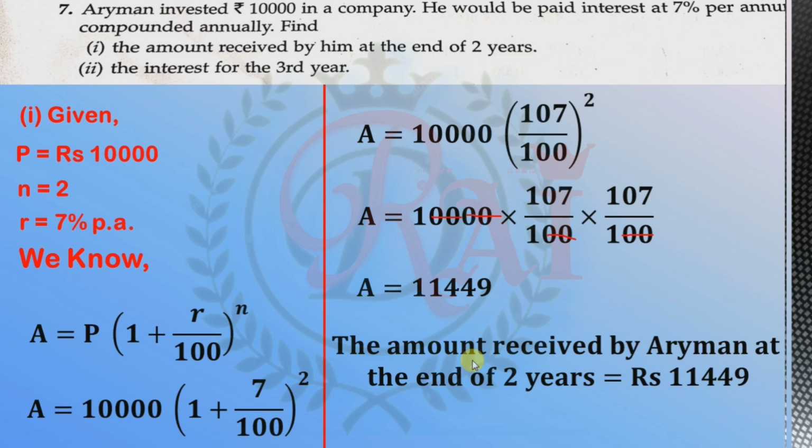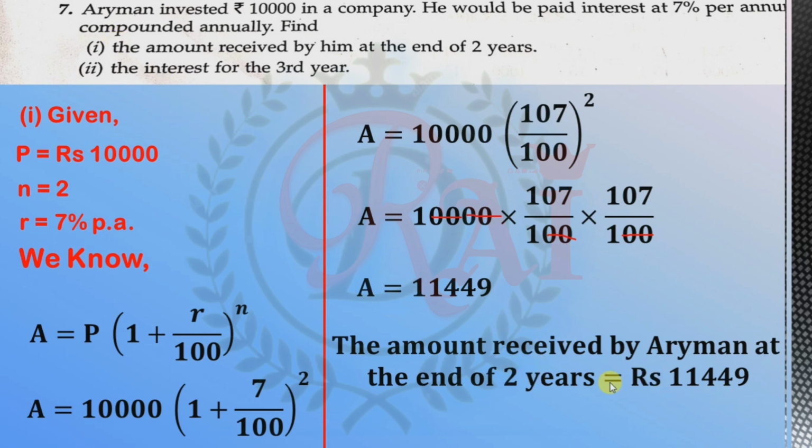Therefore, the amount received by Aryaman at the end of 2 years is equal to rupees 11,449. So 11,449 is the answer for your sub number 1.